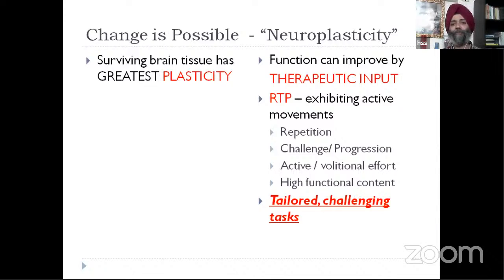And the characteristics of those tasks is that the patient has to involve or have an active or a volitional effort during that stimulation. There has to be a level of challenge, and there has to be a progression depending on the state of the patient. So despite providing repetitive stimulation and lacking in that volitional or active effort, lacking that functional content within that therapy, the effects or the potential for plasticity could not be achieved until the patient participates in that therapy.